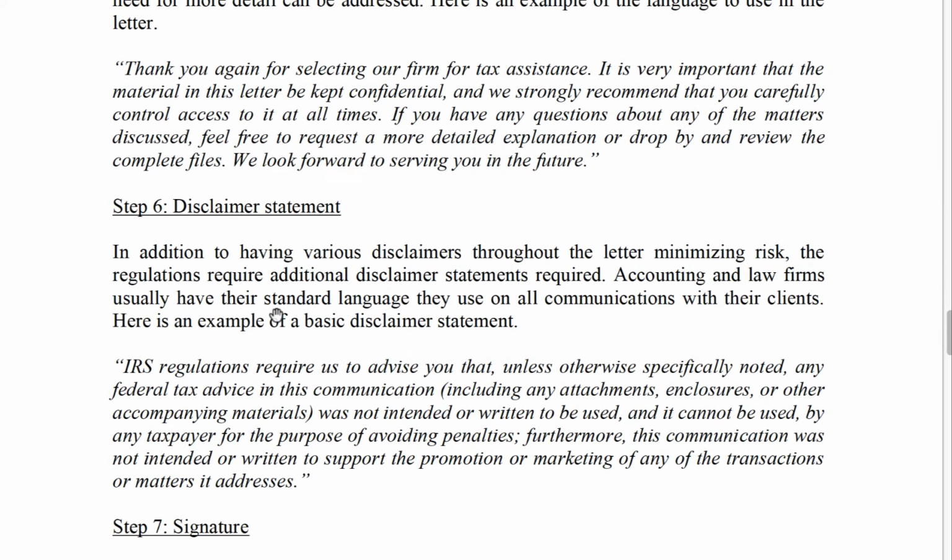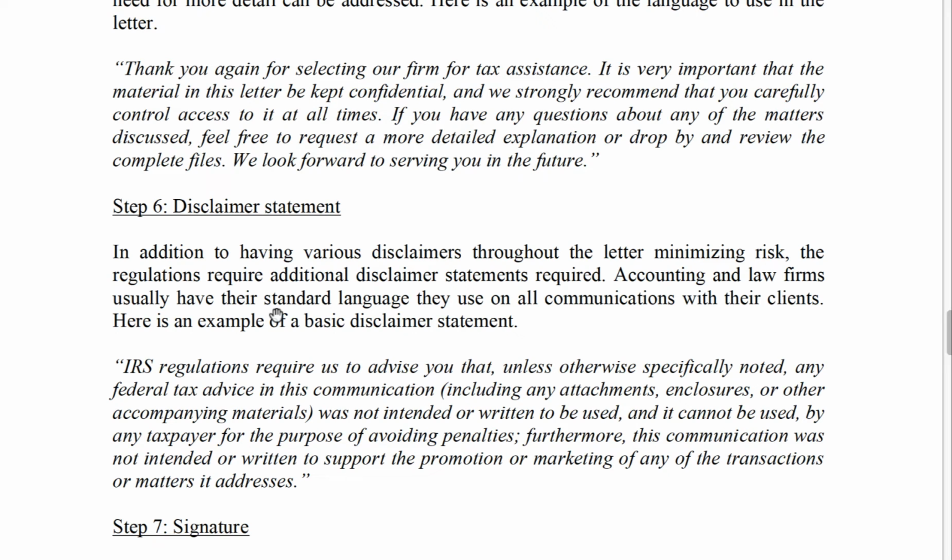Finally, step 6, we got 2 more steps. Finally will be the signature. Step 6 is actually the very bottom of the letter, and it is the disclaimer statement. So for those of you that work at accounting firms, law firms, tax firms, if you're an enrolled agent, whatever it is, tax preparation, a lot of times, and you'll see these on emails, your firm requires that you put something in there, a disclaimer statement. So we need to put a disclaimer statement in our letter as well.